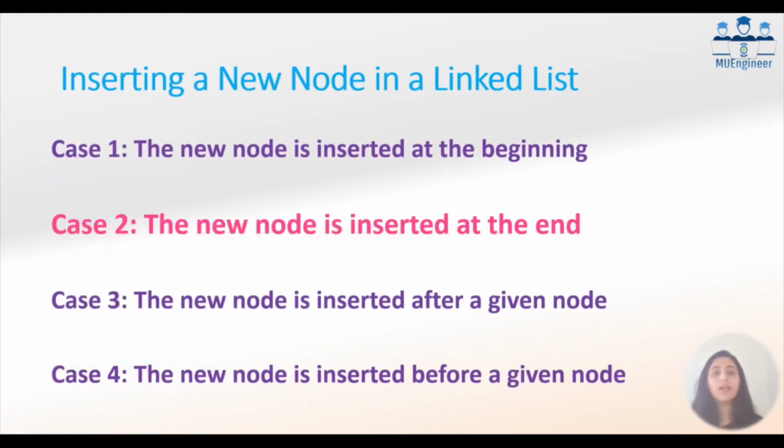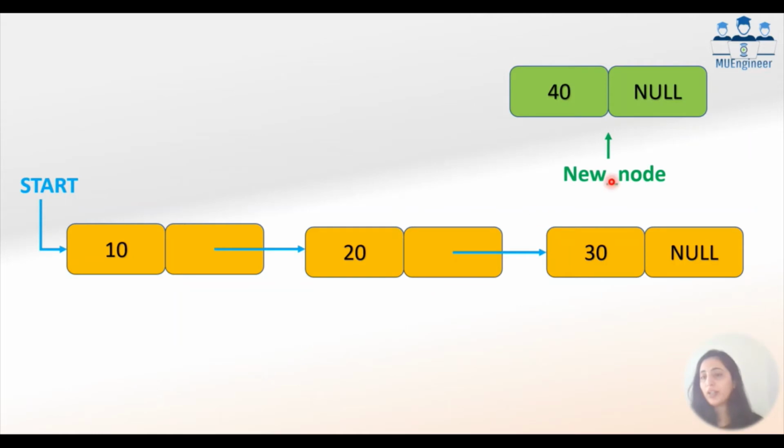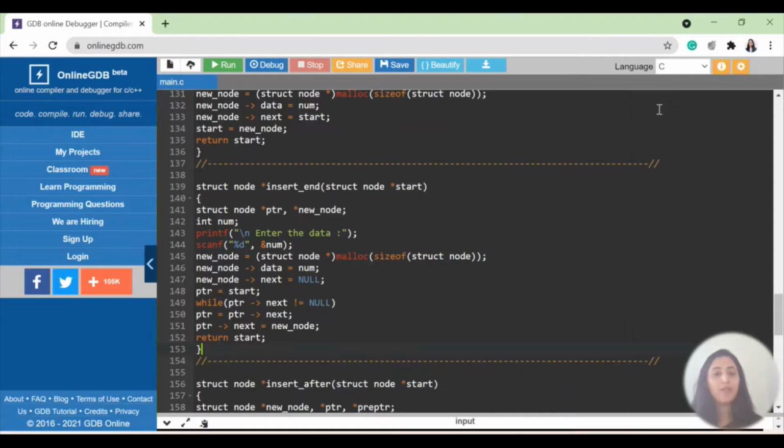So the next code we are understanding, the new node inserted at the end of the linked list. Now say for example, I have a linked list 10, 20, 30. I want to add a new node 40 in the end of the linked list. Okay, so what I have to do is, सबसे पहले मुझे एक new node declare करना पड़ेगा, and then I have to fill that with some values. So we'll start with this particular code, insert at the end.